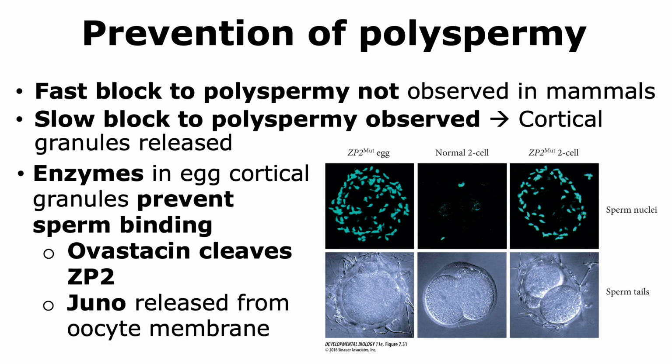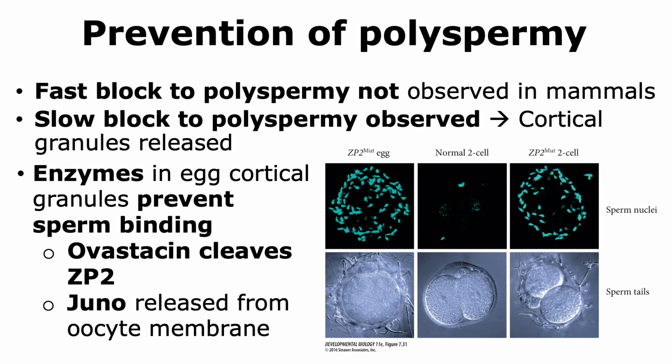What also occurs is that the protein Juno is released from the oocyte membrane. So the sperm binds to ZP2 and then it uses Juno to be able to internalize into the egg, and by removal of both ZP2 and Juno, polyspermy is prevented, and these events will happen after a sperm has entered into the egg.